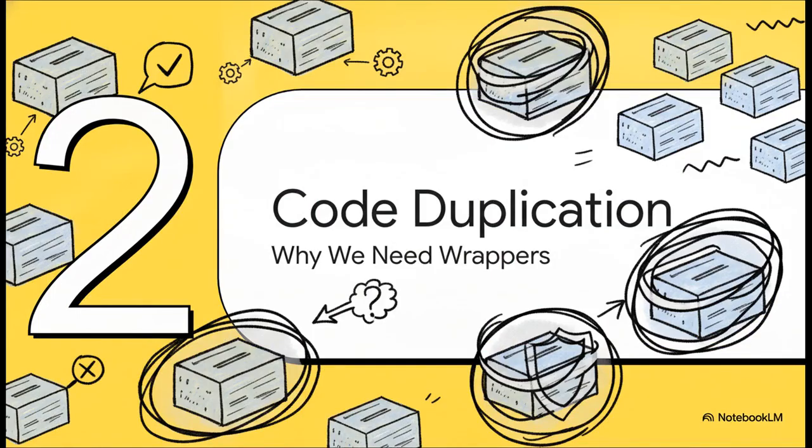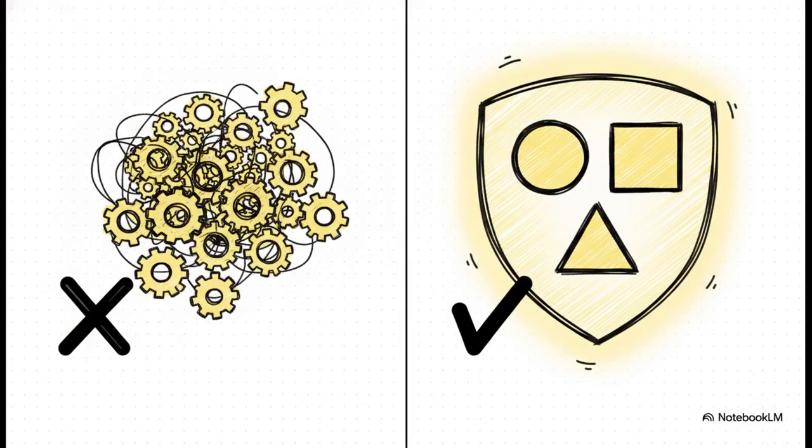Section 2, solving code duplication, why we need wrappers. Now, interviewers definitely want to know why we even use these things in the first place. Imagine you're building a REST API using Django REST Framework, or maybe you're deploying some microservices on AWS. You've got backend APIs to create, delete, and update users. Well, the bad approach is manually calling an authenticate function inside every single one of those operations.